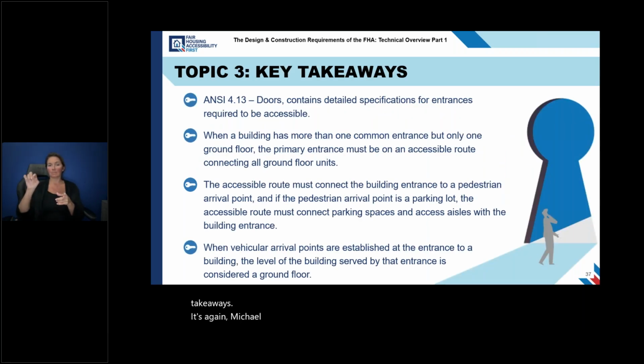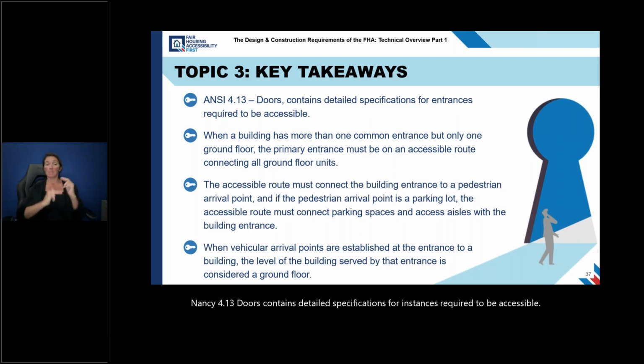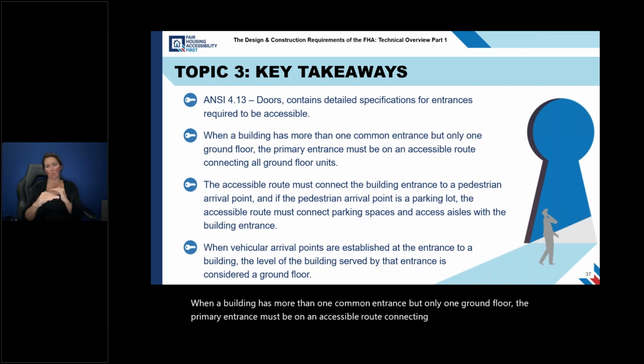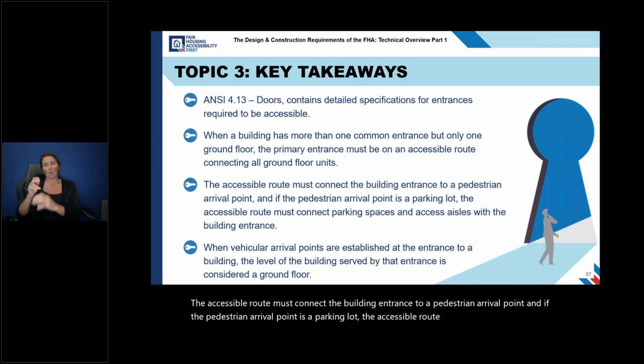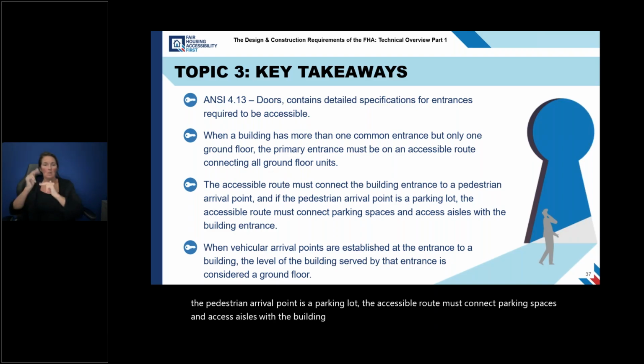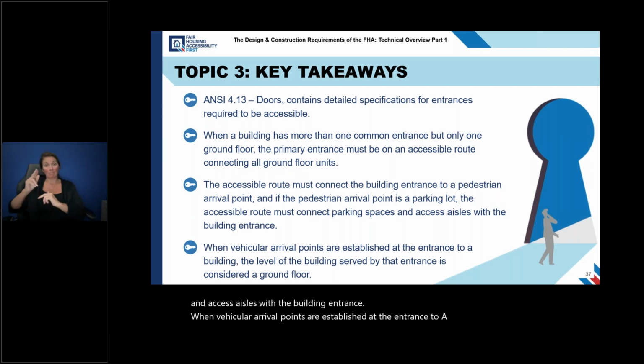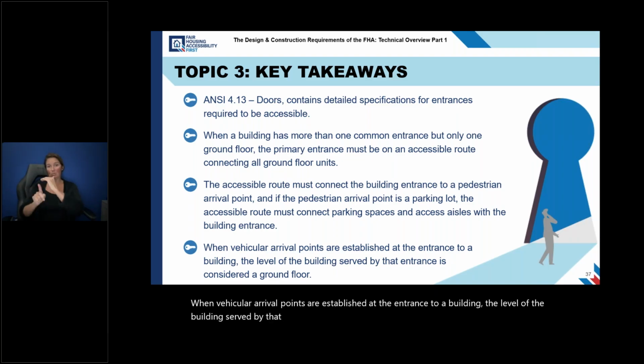ANSI 4.13, doors, contains detailed specifications for entrances required to be accessible. When a building has more than one common entrance, but only one ground floor, the primary entrance must be on an accessible route connecting all ground floor units. The accessible route must connect the building entrance to a pedestrian arrival point. And if the pedestrian arrival point is a parking lot, the accessible route must connect parking spaces and access aisles with the building entrance. When vehicular arrival points are established at the entrance to a building, the level of the building served by that entrance is considered a ground floor.